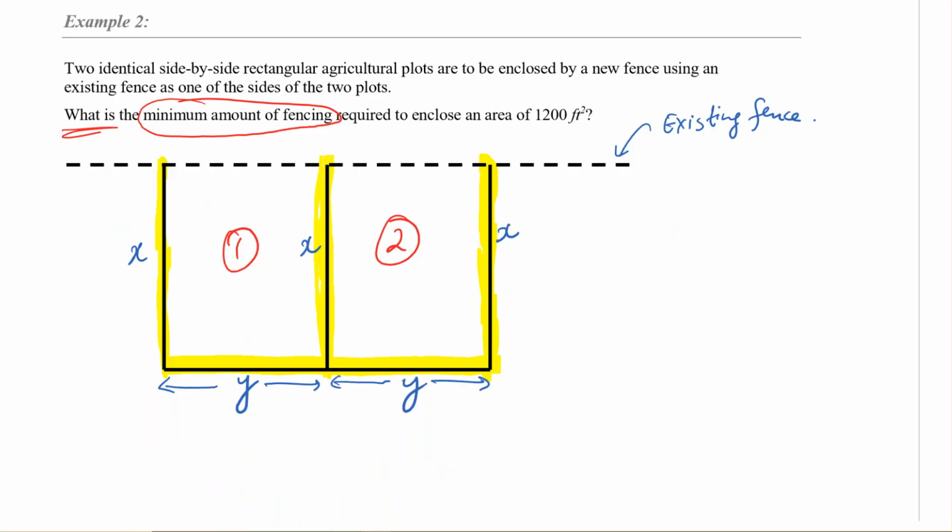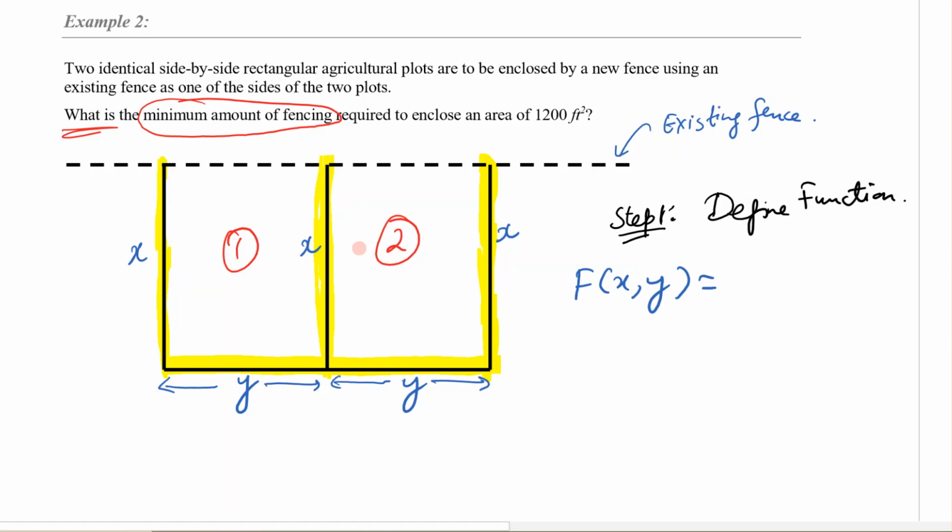Whenever we have to solve a maxima or minima problem, the first step is to define the function. Here our goal is to minimize the perimeter, or the amount of fencing. Our function in terms of x and y can be 3x plus 2y. That is the total length of our fencing. And then we need to convert this function into a single variable.